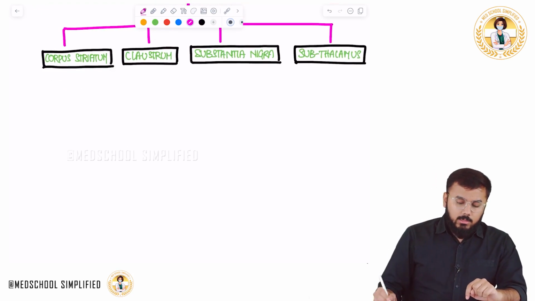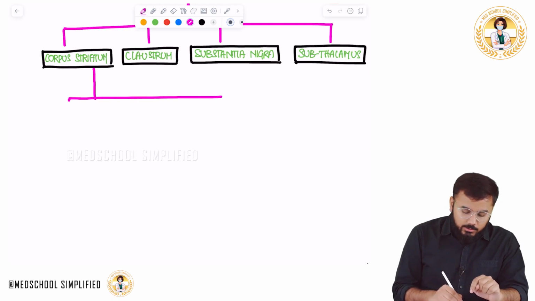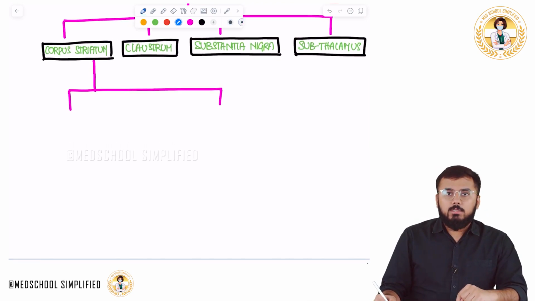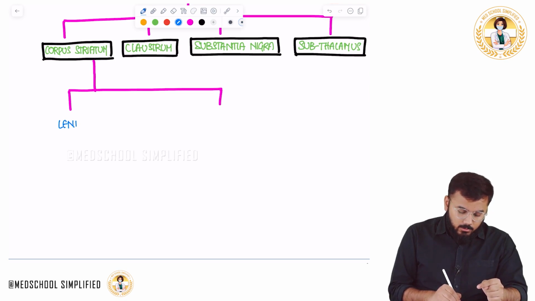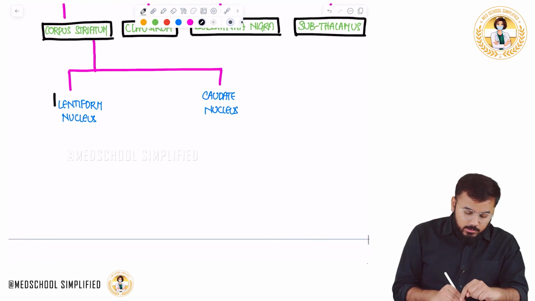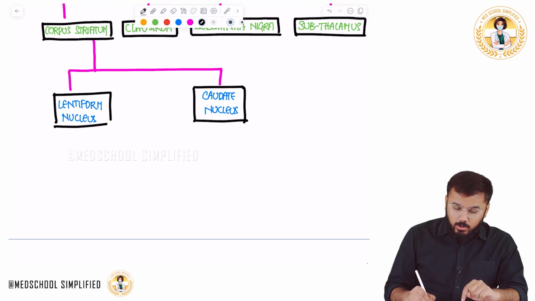Now, after this, another important thing is that this particular corpus striatum, whatever you can see, is in turn divided into 2 important things. What are those 2 important things? One is called as lentiform nucleus, which is lens shape. Another one is called as caudate nucleus. One is called as your lentiform nucleus, and the other one is called as your caudate nucleus.